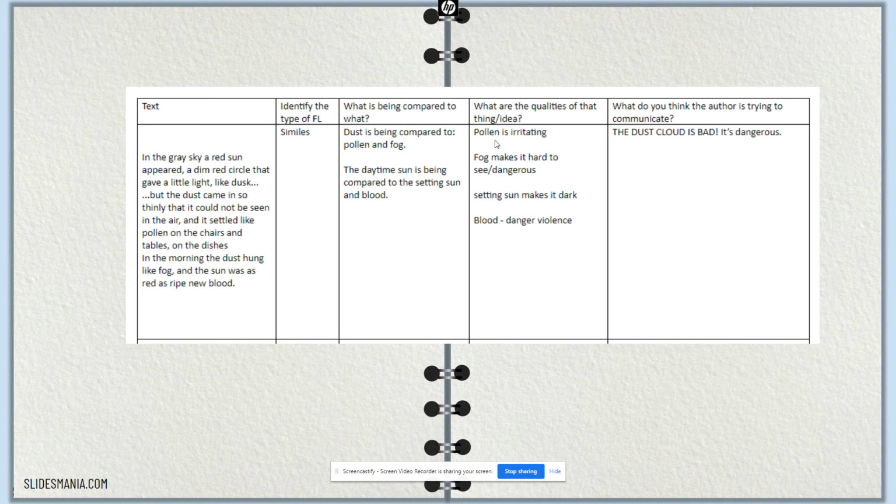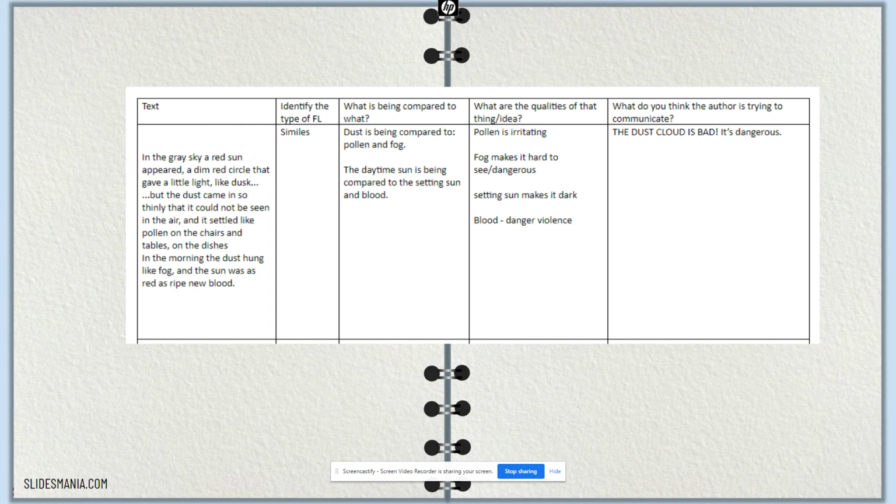It's hard to go outside for us people with allergies in May and June, and even sometimes in the fall, because all the pollen makes us cough and sneeze and make kind of really disgusting noises. Pollen's really irritating. Fog can make it hard to see, and it can be really dangerous, especially if you have to drive or go somewhere. The setting sun makes things dark, and then blood, when we think about new blood, there's a danger there, a violence there.